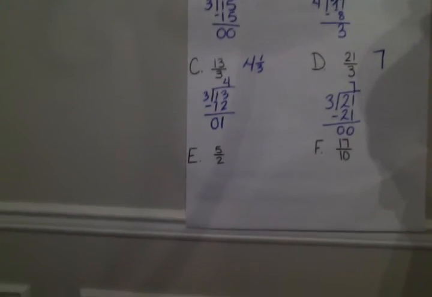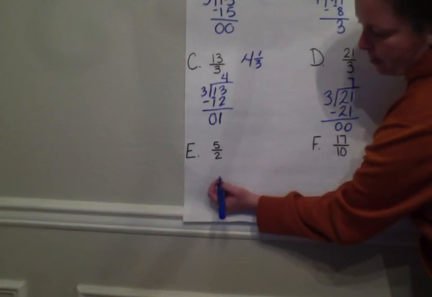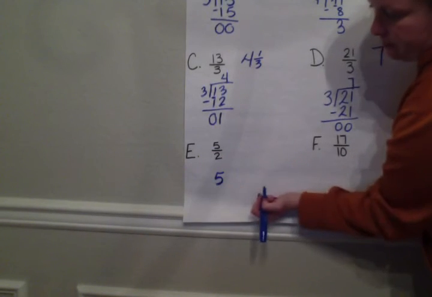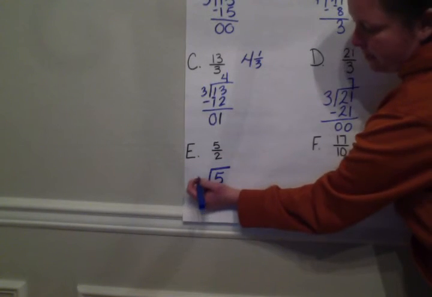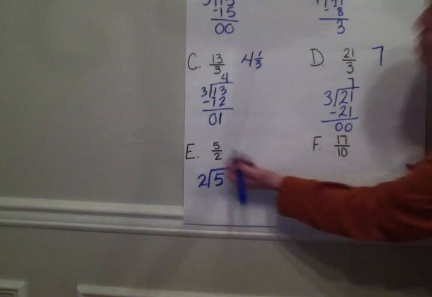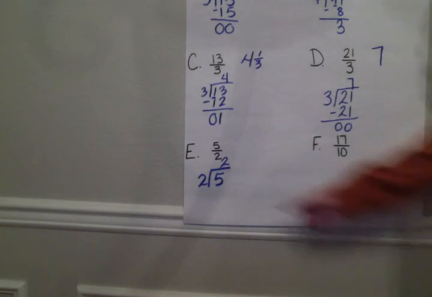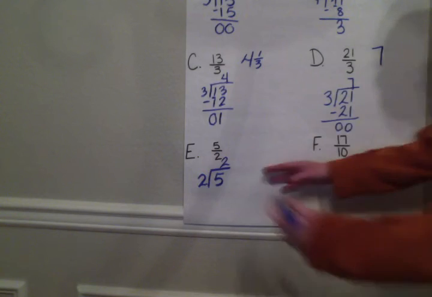All right, let's check E together. I'm going to move it down just a little bit. Whoop, there we go. Okay, so I'm going to take my numerator, I'm going to put it inside, and then take my denominator out here. So, how many times can 2 go into 5 without going over? So I know that I can do 2 groups of 2. So 2 times 2 is 4.